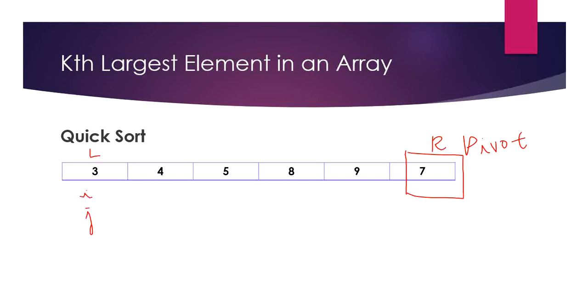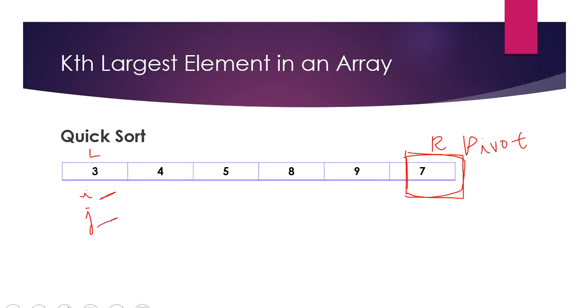So what is the job of the pointers i and j? The job of the pointer i is to remember the last position where an element was placed that was less than the pivot. That is, it will remember the position where the numbers less than the pivot number end. If you're not getting it, just come along, we'll understand as we go through this example.